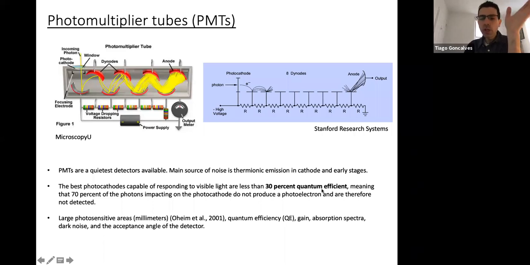Now, there's a bunch of things to keep in mind for PMTs. I'm not going to go too much into detail, but the quantum efficiency, meaning how many photons actually manage to yank out an electron from this detector to start with, is probably less than 30%. And there's a lot of factors to keep in mind: quantum efficiency, gain, the spectrum, and the speed. The speed can be really important if you're going for really, really fast sampling.